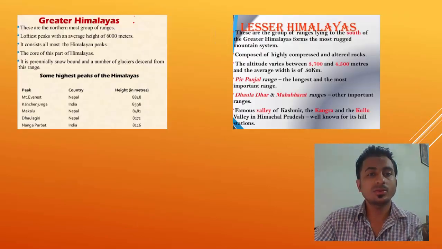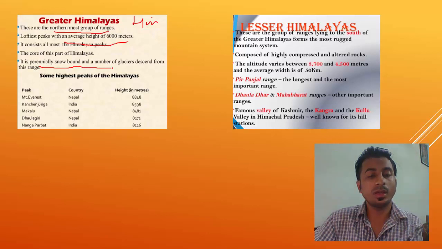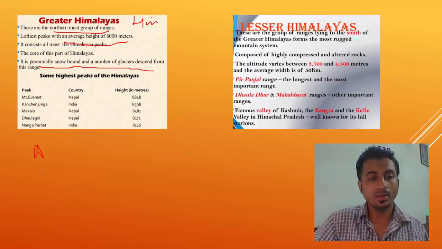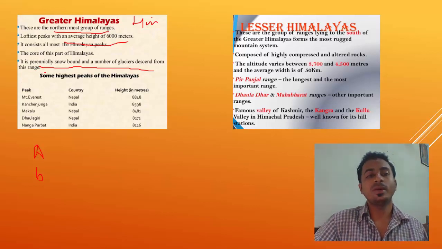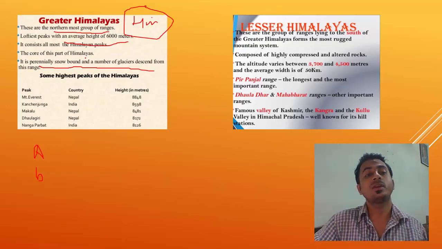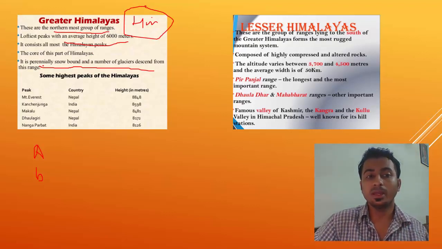Now the Greater Himalayas are also known as Himadri. You have to remember this. They are the northernmost, I told you about this. Their average height is 6,000 meters, and they are perennially snowbound, and many glaciers are found. Perennial means annual, yearly. Biennial means once in 2 years, and perennial is always. So the Himadri is always covered in snow, so they are perennial.